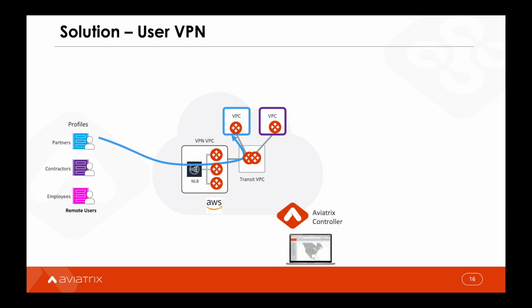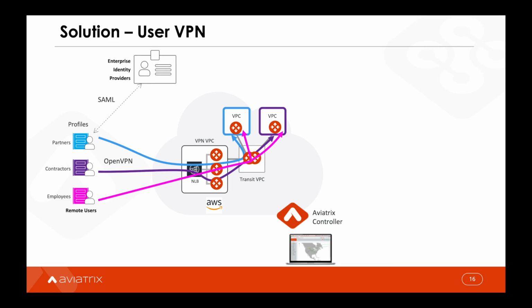So connections from partners would arrive on the load balancer and terminate to any available VPN gateway en route to the environment it is permitted access to. Likewise for contractors, they will only be able to access workloads in the environment they are allowed access to. When employees try to connect, it's really up to your corporate security policy what they are allowed to access. Typically, they are given more access than partners or contractors. And that's the case in this example. This solution uses the OpenVPN standard, and any OpenVPN client is supported.